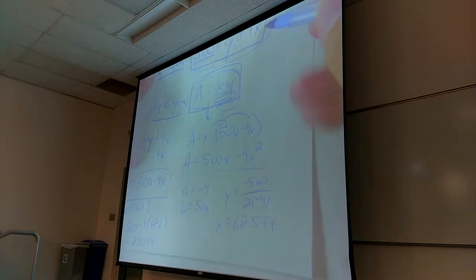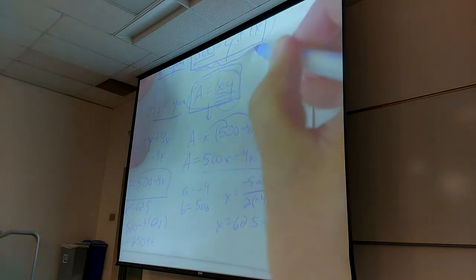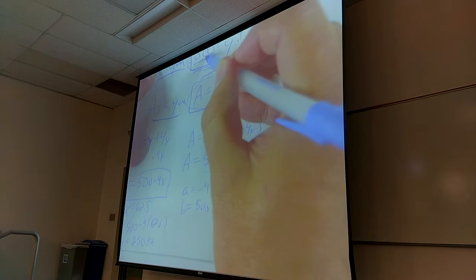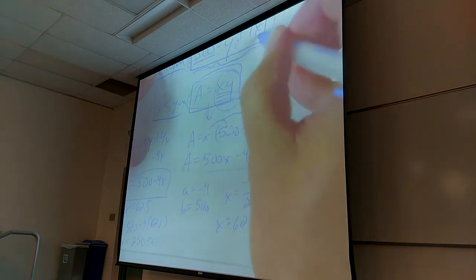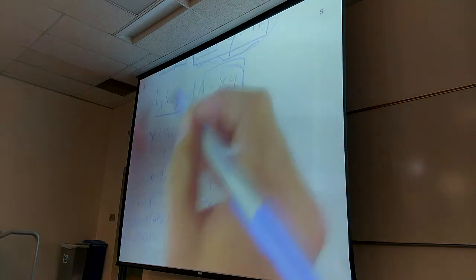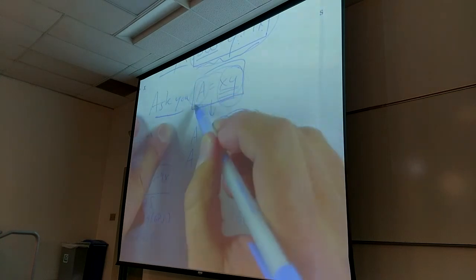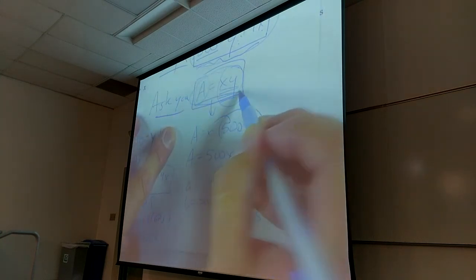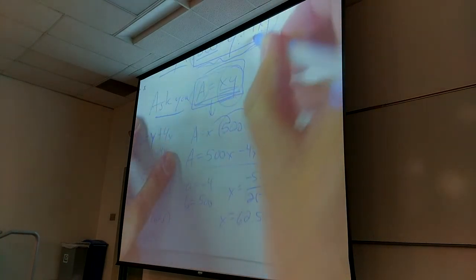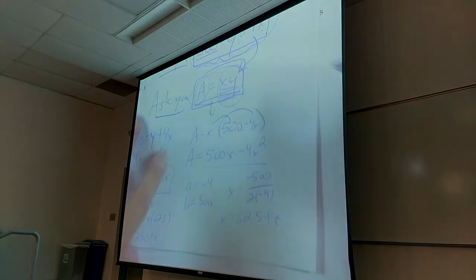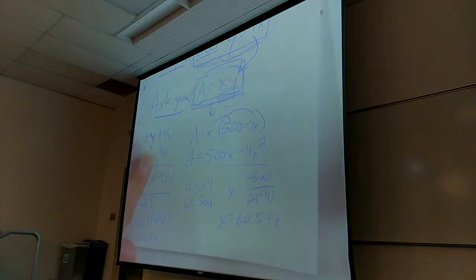So they told me something that I can write as an equation. The 500 feet of fencing go into making this side and those sides. They asked me something that I can write an equation for. And then I use what they tell me to help with what they ask me. You guys do number 4.